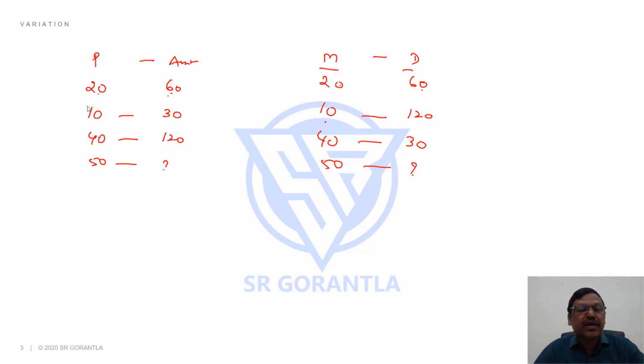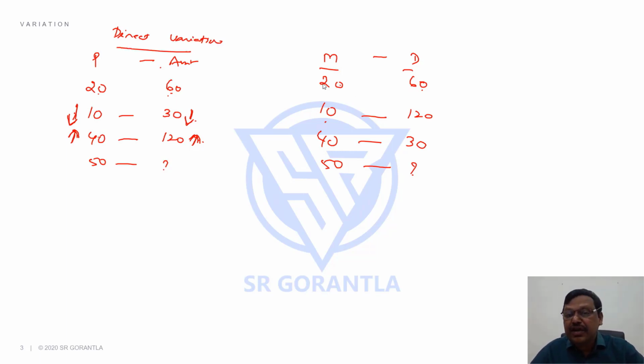If you observe these two examples, in the pencil example, when the number of pencils comes down, the total cost also comes down. When the number of pencils increases, the total cost also increases. In other words, a decrease in one item makes a corresponding decrease in the other item, or an increase in one variable makes a corresponding increase in the other variable. These two are in direct variation, or we say they vary directly.